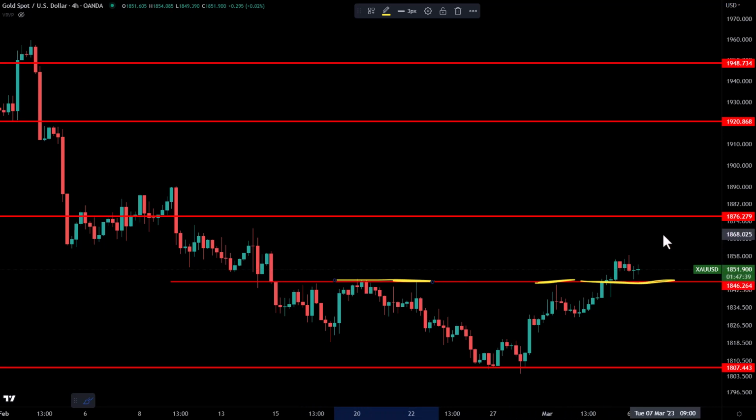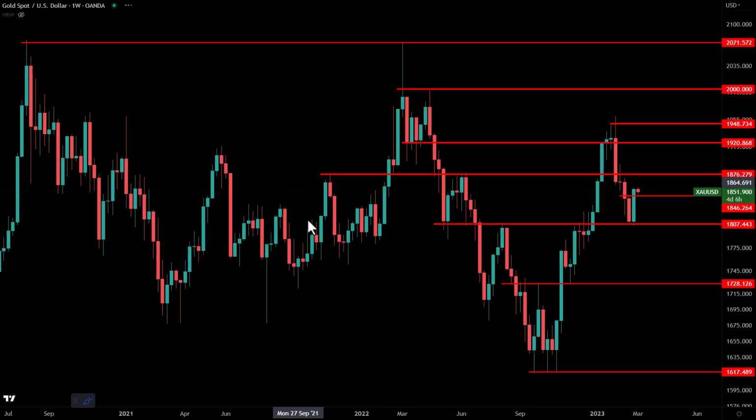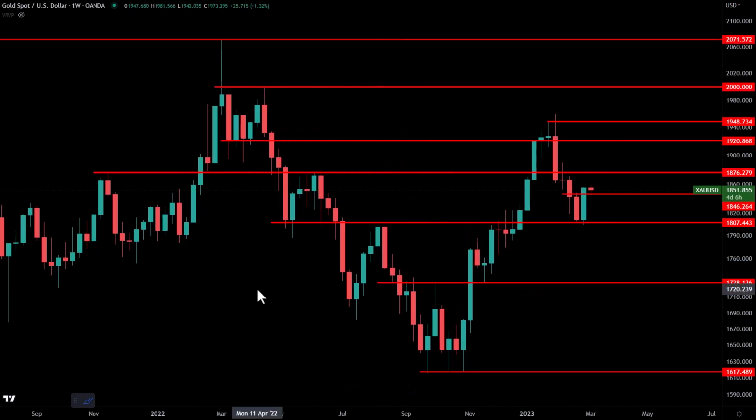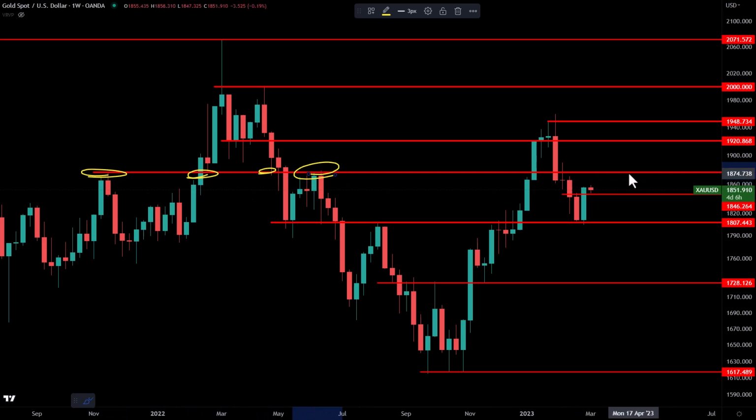But just be careful holding it too long past 1876 because, again, looking at the weekly time frame, that is going to be a very significant test for gold, given the fact that this has been in play ever since late 2021. So that is going to be a major test for this market if we do see it tested here in the coming days.